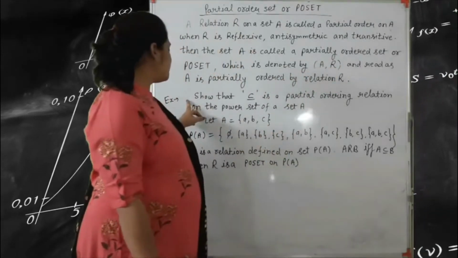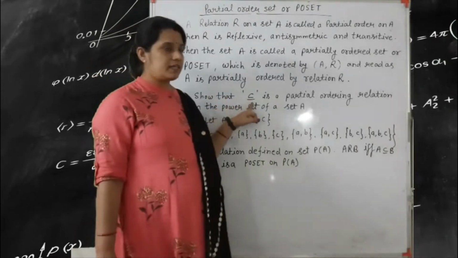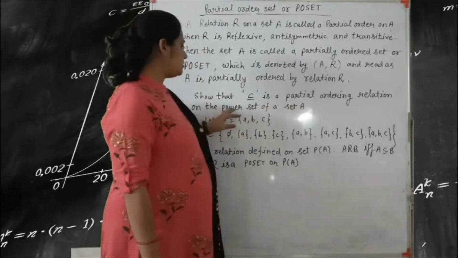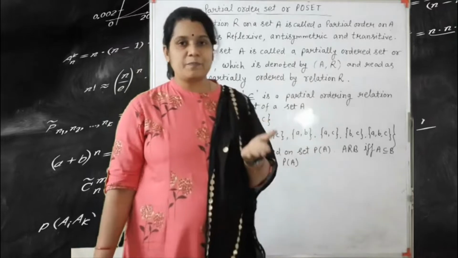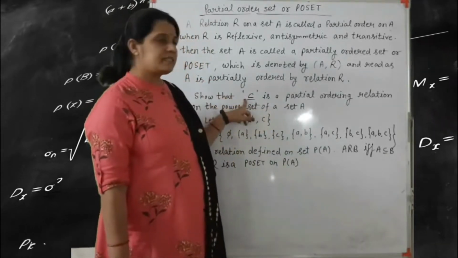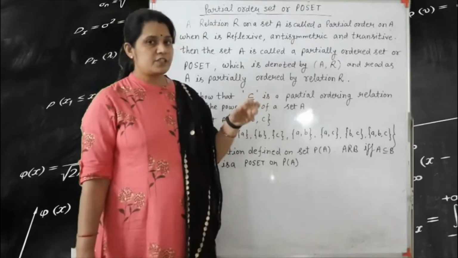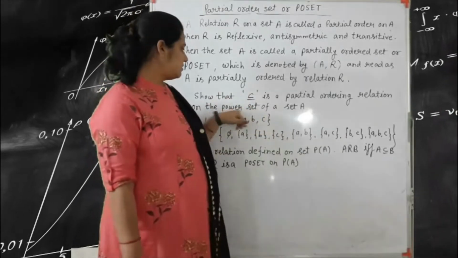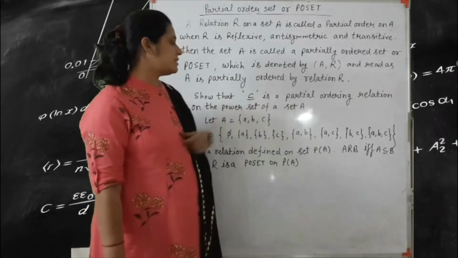Here is the example. Show that subset or equal to is a partial ordering relation on the power set of a set A. That means we show that this subset or equal to is a partial order relation, that means poset, on the power set of A. Read here carefully. This is the power set of a set A.